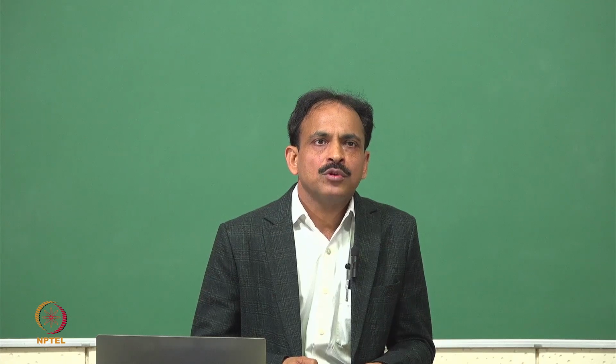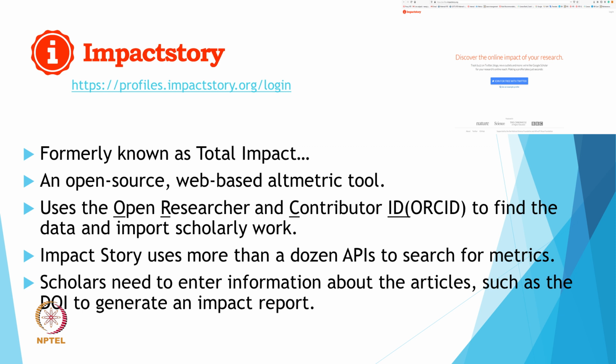Another one is Impactstory. It is an open source web-based altmetric tool. Impactstory uses the ORCID ID to find the data and import scholarly work. It aggregates impact data from many sources, from Mendeley to GitHub to Twitter and many more, and displays it in a single point.